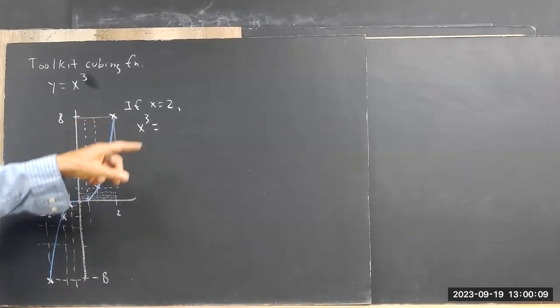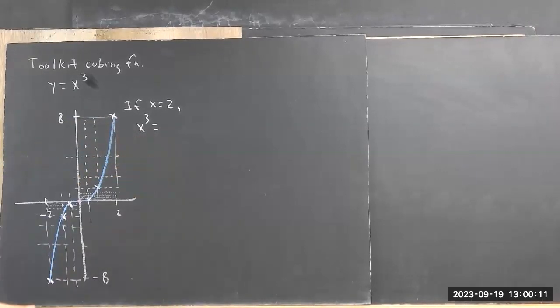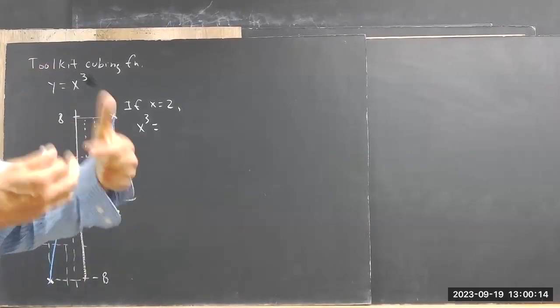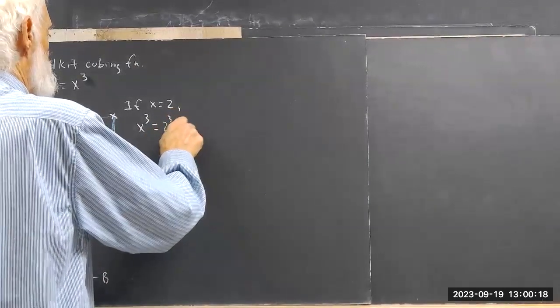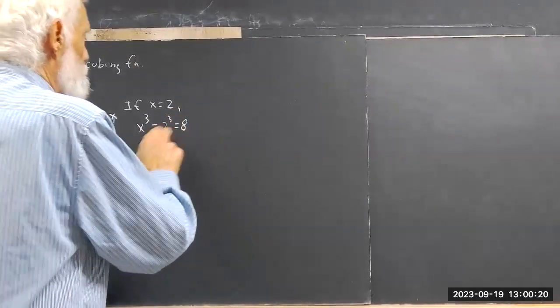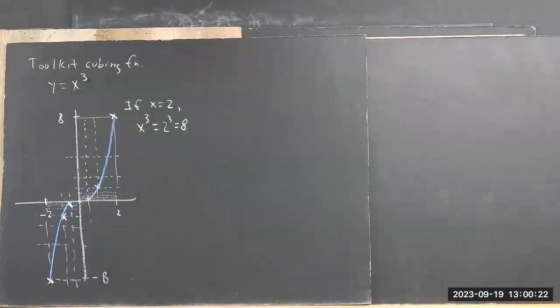It means 2 times 2 times 2, right? 2 times 2 is 4, times 2 gives you 8. So that's 2 cubed, which is 8. And I want you to be able to explain why 2 cubed is 8, not just punch it into your calculator and get 8. That's something you have to be able to calculate and justify, okay?